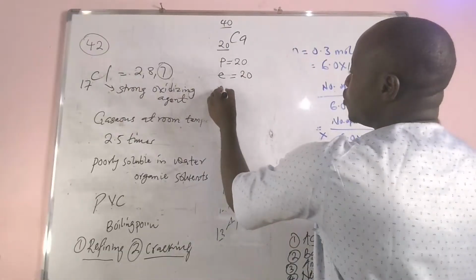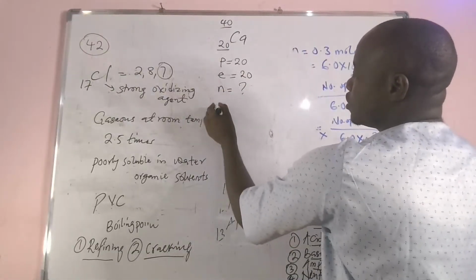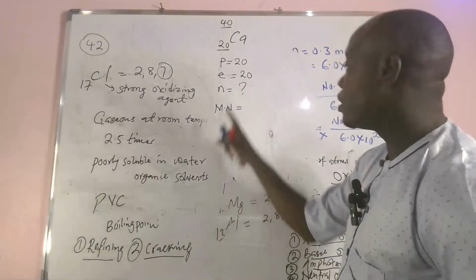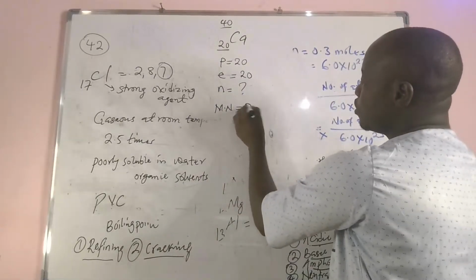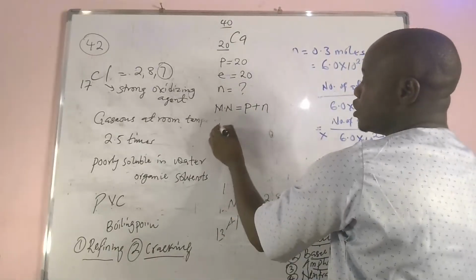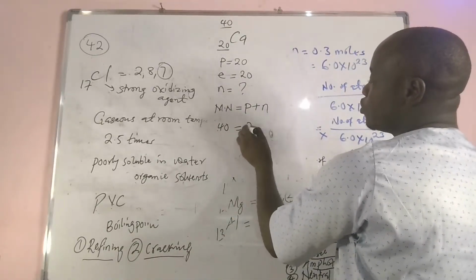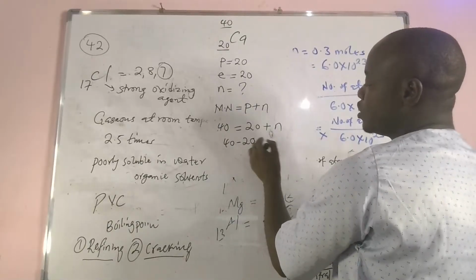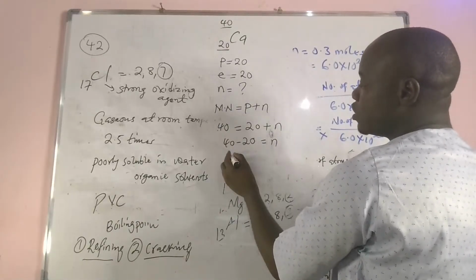Then what about the neutron? To get the neutrons, we have a formula which says the mass number is equal to proton plus neutron. So the mass number here is 40, which is equal to proton, 20, plus neutron. So we now have 40 minus 20 equals n, which gives us 20. Without going further, B is the answer.